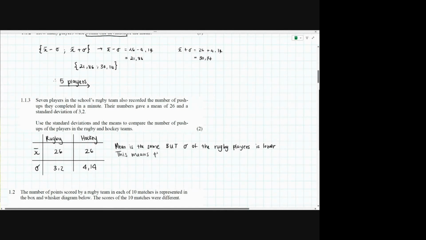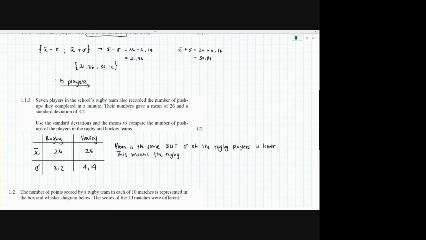that the rugby team, maybe I should speak first and I'm all right. The rugby team has data points more clustered around the mean, and so they have a more similar number of push-ups that the players are able to do in comparison to the hockey players.